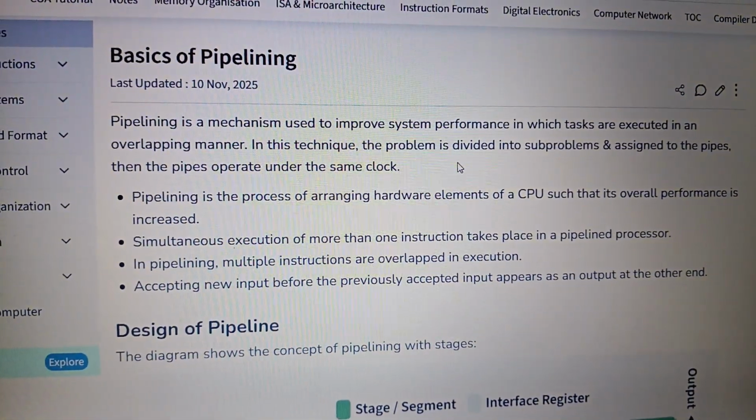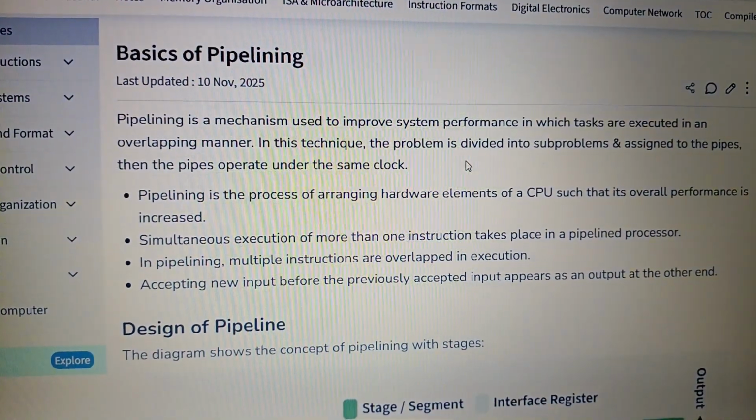Good evening, friends. Today we are going to discuss pipelining.